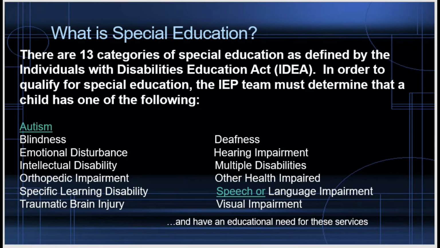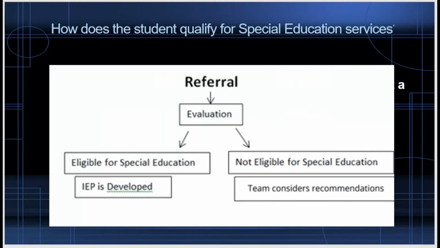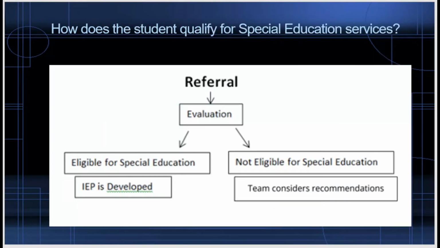Special education is the program that provides services to students who meet the criteria to receive individualized support. To qualify for the services, students must have one of these 13 listed disabilities, and the students must have an educational need for these services. How does a student qualify for special education services?